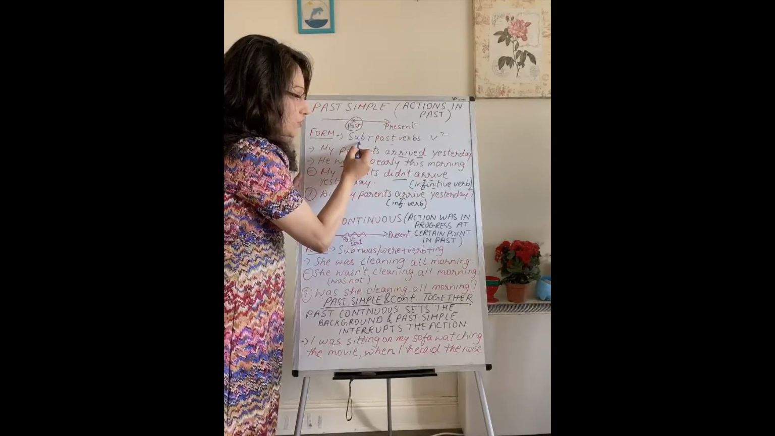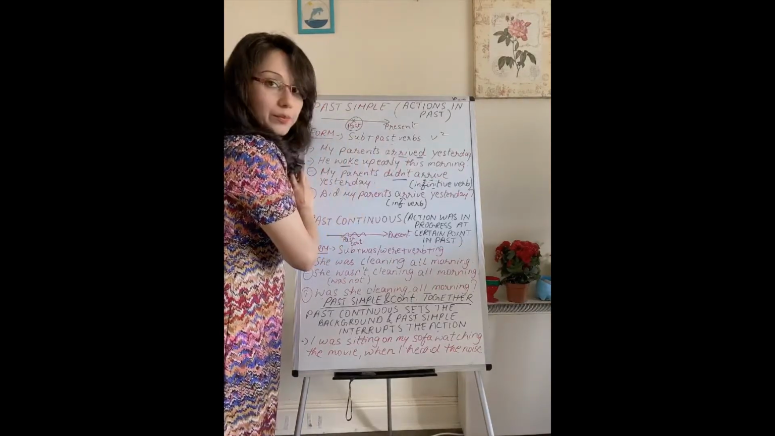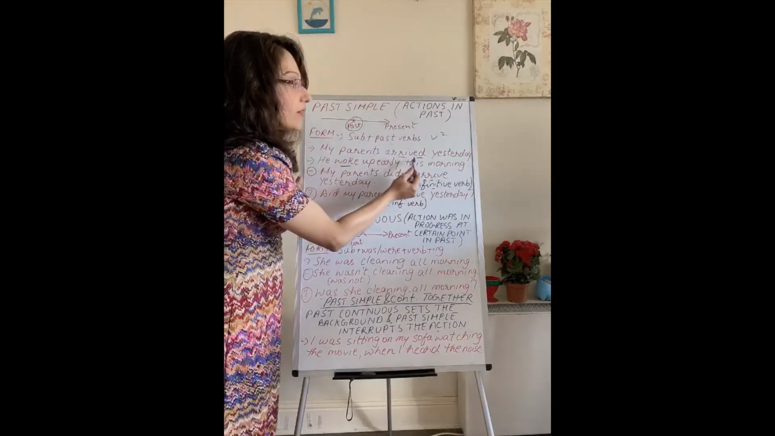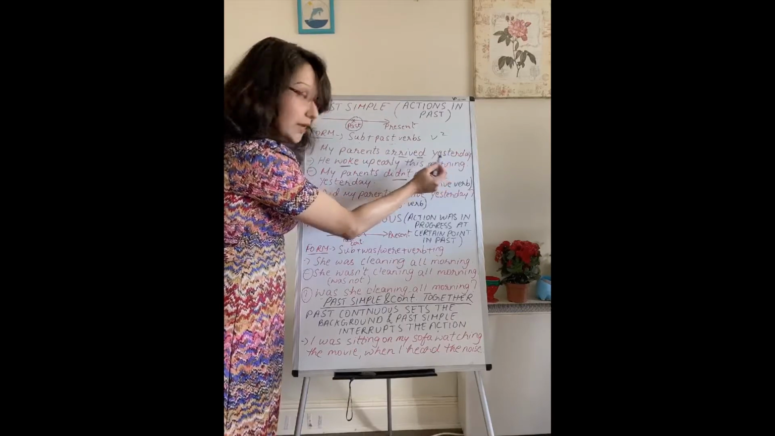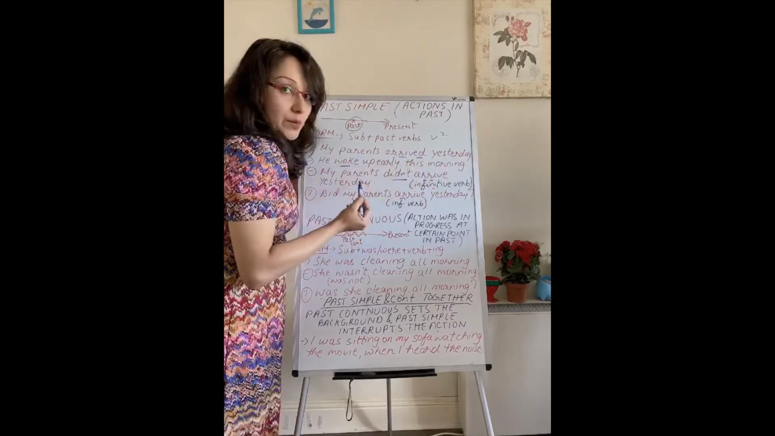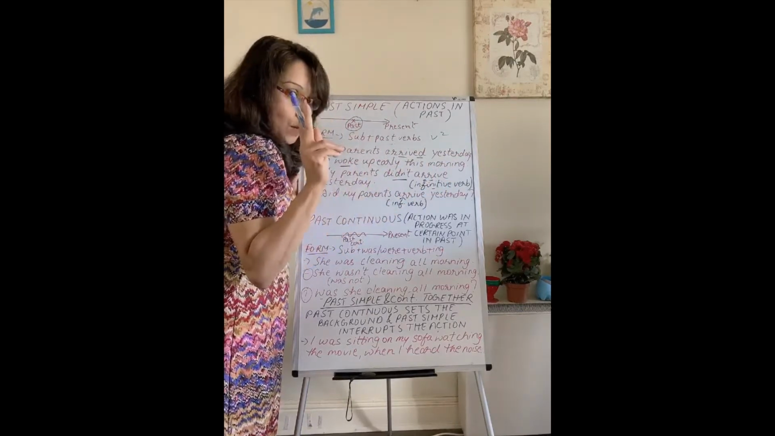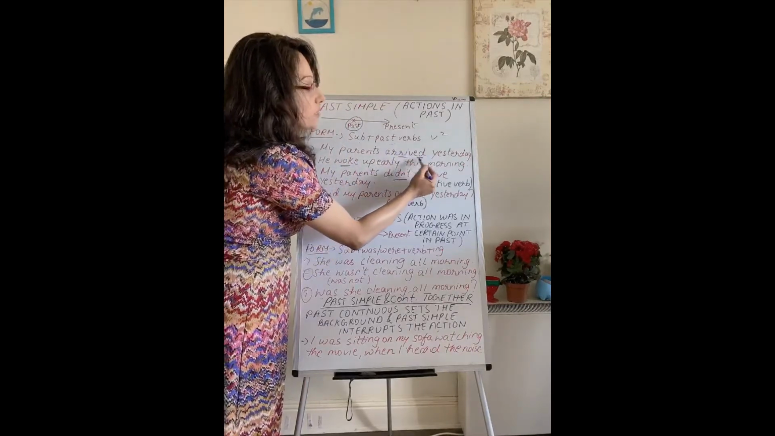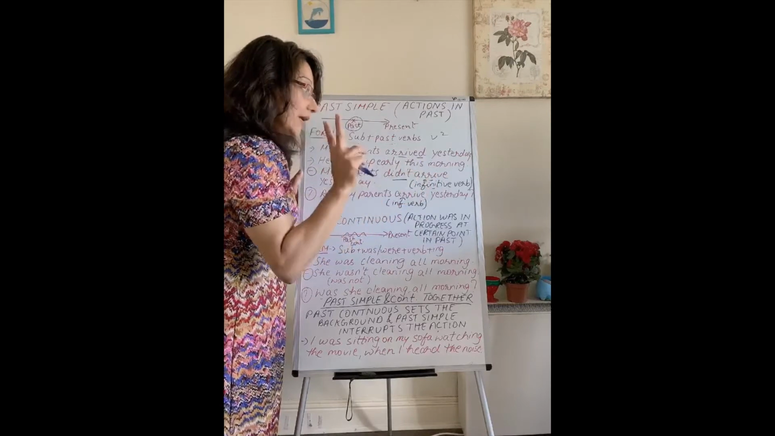So how do you form your past tense? You need your subject and then you need your past verb. What do I mean by that? This is what I mean. My parents arrived yesterday. This arrived is a verb, which is the second form of the verb arrive. This is a regular verb, so we just add ed to it. So the second form of the verb.